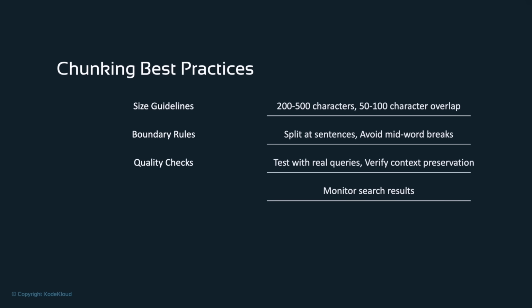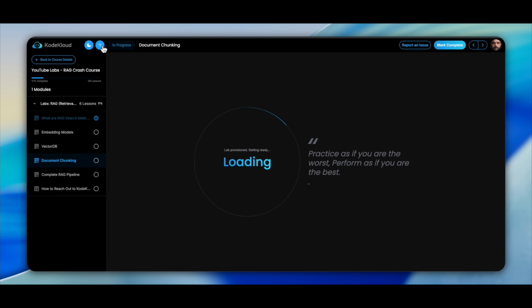Verify that the overlap preserves meaning, and monitor your search results to see if you need to adjust the chunk size. Remember, chunking is all about finding the right balance between context and precision. It's not just about breaking documents into pieces, it's about breaking them in a way that makes sense for your users. All right, let's look into the next lab on document chunking.